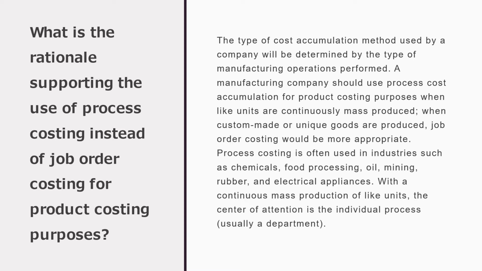Process costing is often used in industries such as chemicals, food processing, oil, mining, rubber, and electrical appliances, with a continuous mass production of like units. The center of attention is the individual process or usually a department. And for some other industries as well, they use or consider job order costing because although they make more or less the same products, they are producing those type of products only in smaller quantities and or only on a per job basis.